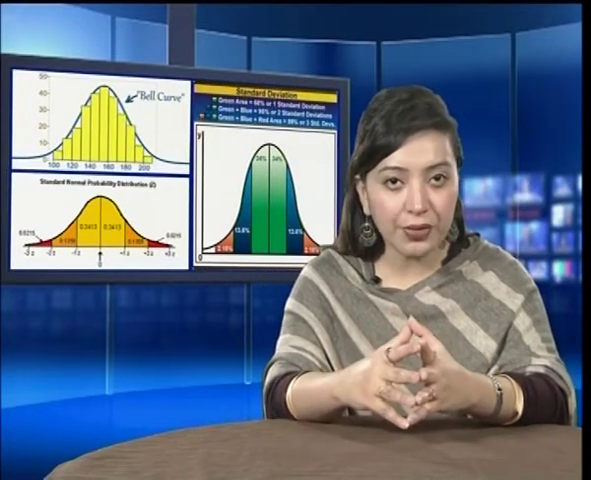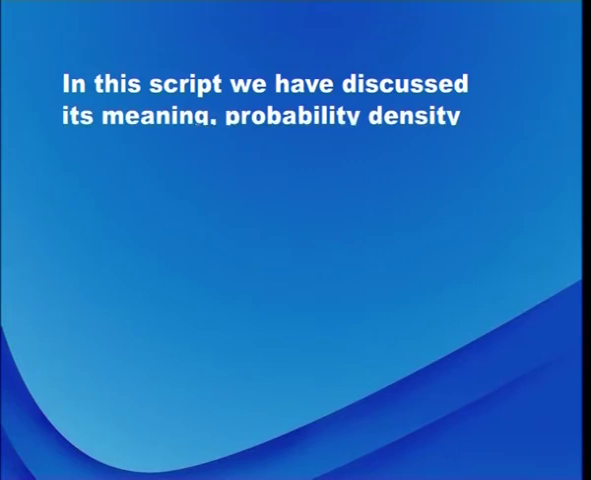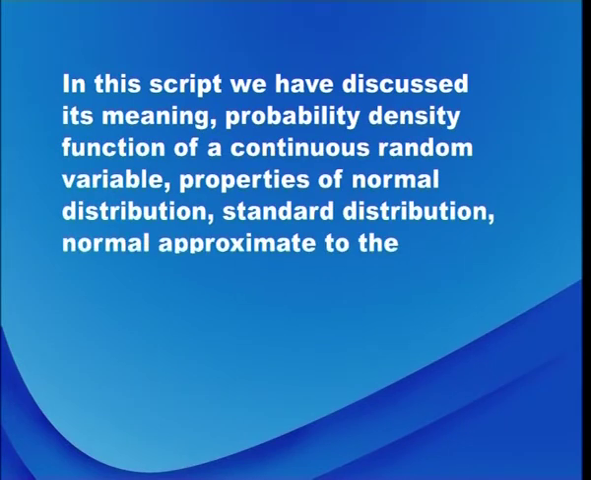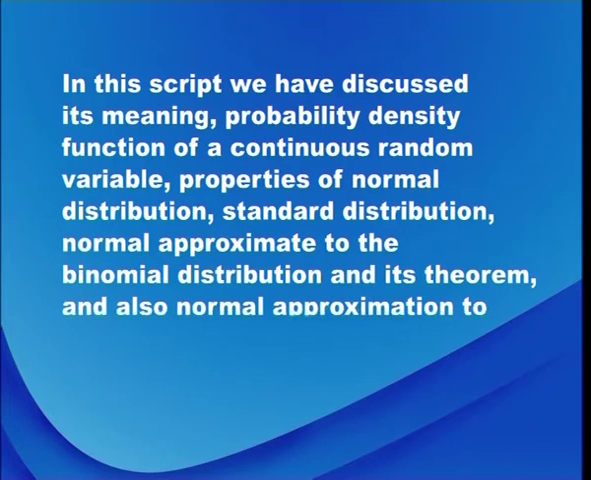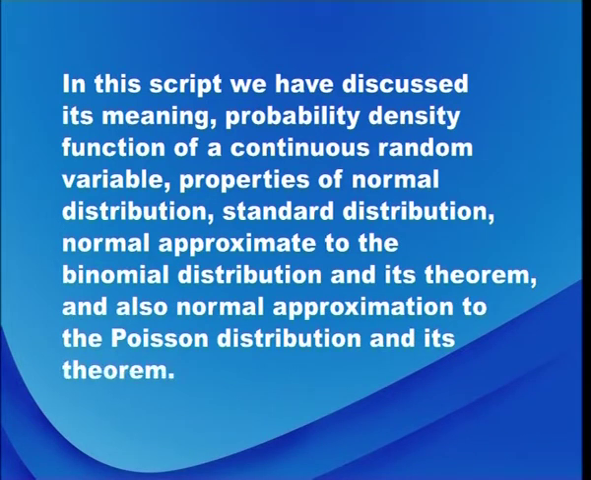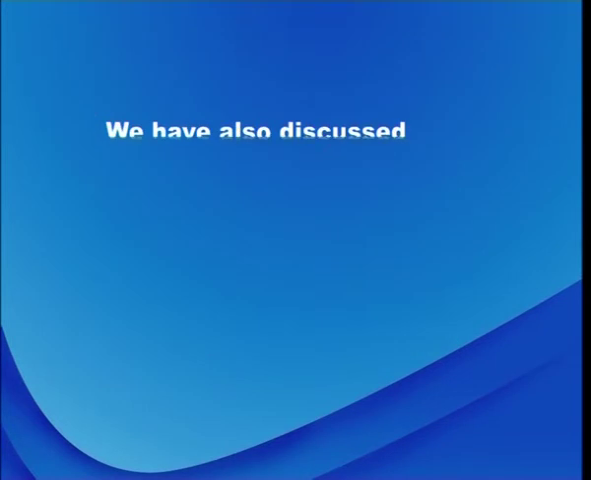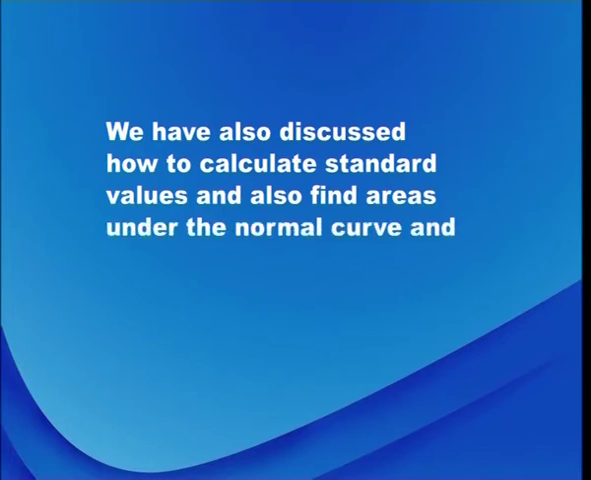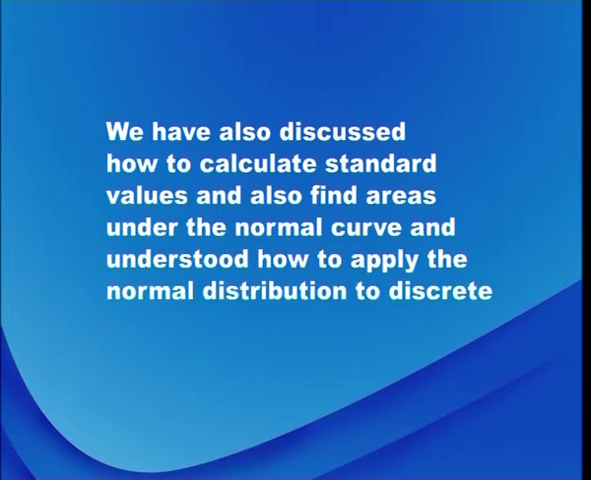So finally, we have learned today the normal probability distribution. In this session, we have discussed its meaning, the probability density function of a continuous random variable, properties of the normal distribution, the standard normal distribution, normal approximation to the binomial distribution and its theorem, and also normal approximation to the Poisson distribution and its theorem. We have also discussed how to calculate standard values and find areas under the normal curve, and understood how to apply the normal distribution to discrete series.